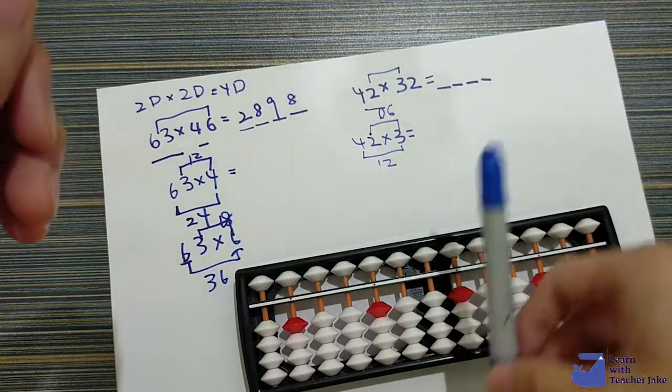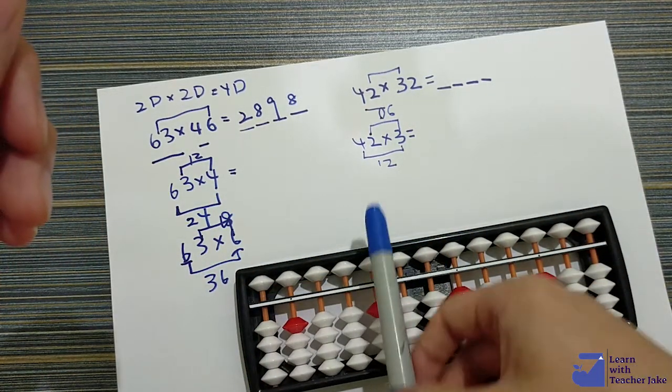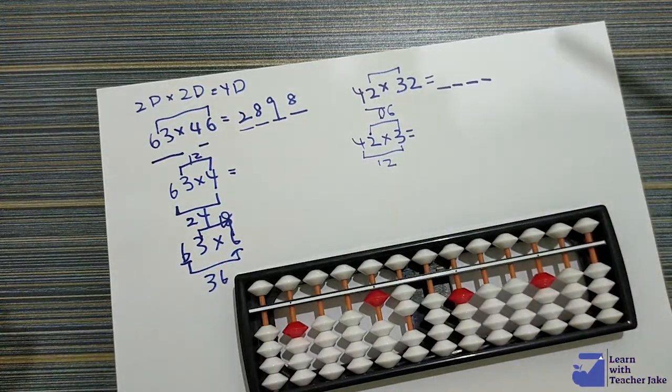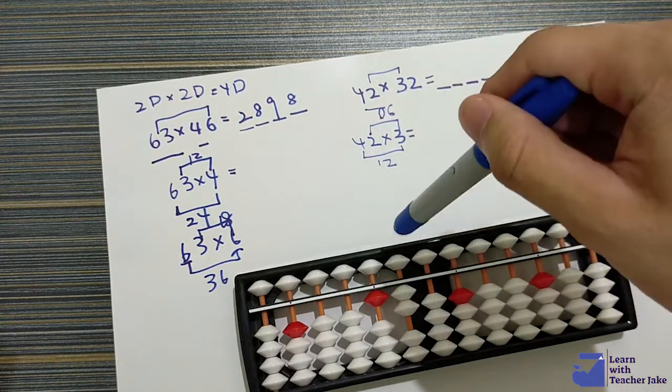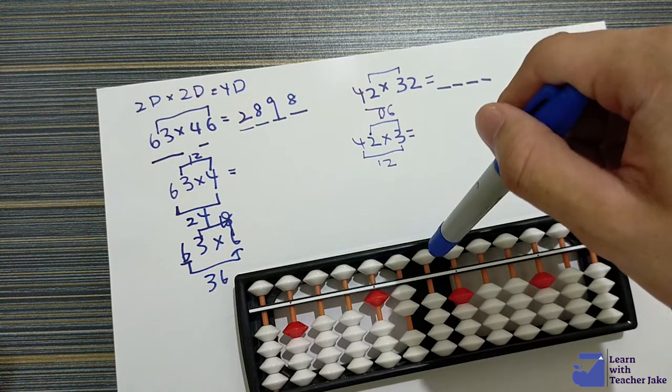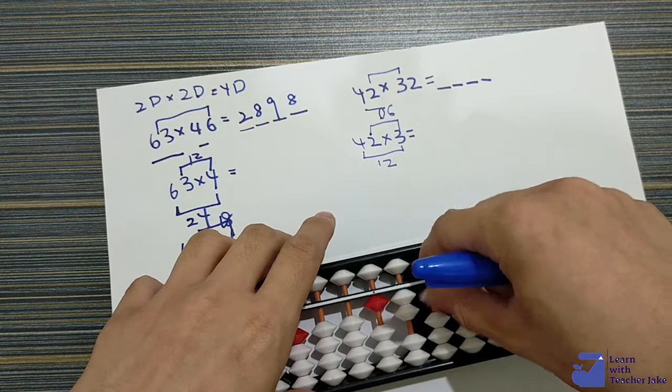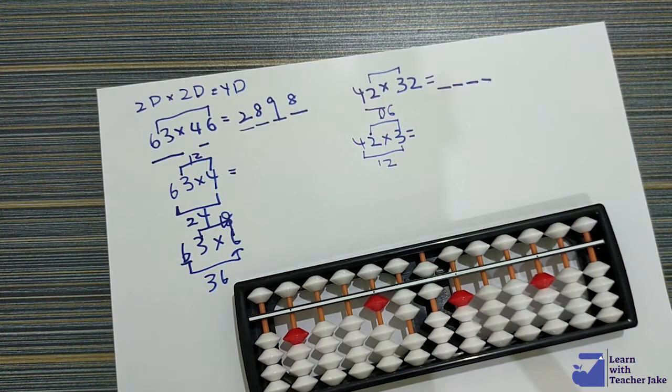So we are going to use 4 columns. Now we are going to place the value of 12. Next, since the 0 rule has been applied, we are going to leave the 100 column blank and we will add 6 at the 10 column. That's all for the multiple of 42 and 3.